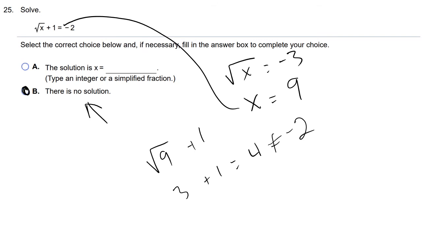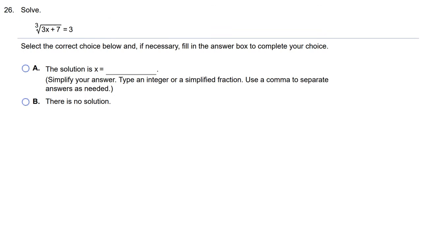It's what we call an extraneous solution, because even though we got it by getting the radical by itself and squaring both sides, we ended up with something that is impossible. It didn't actually solve the equation. Cube roots have less chance to be no solution because cube roots are allowed to be negative. This one's already by itself, so I'm going to cube both sides.